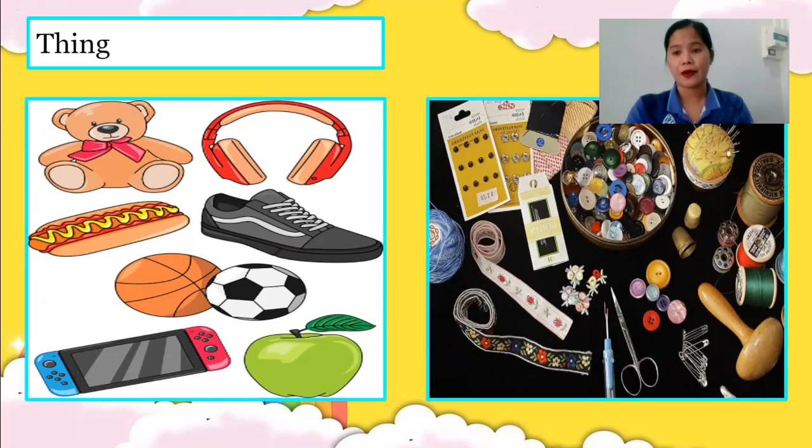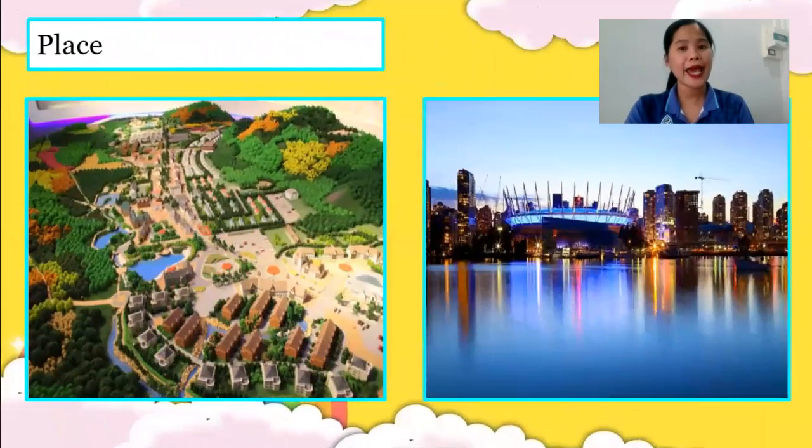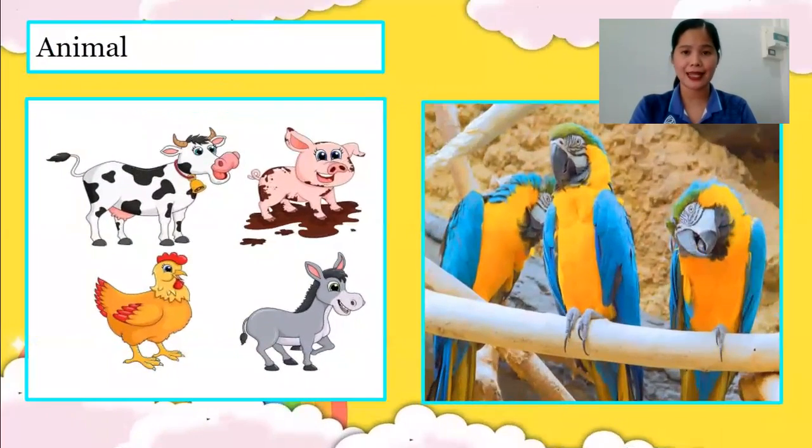T-H-I-N-G, thing. Next we have place. Last time we discussed places, right? We have school, home, library, zoo, bus station, airport, train station, and anything. Look at the example. The last one is animal, any kind of animal. These are nouns. Noun is a name of person, name of thing, name of place, and name of animals.